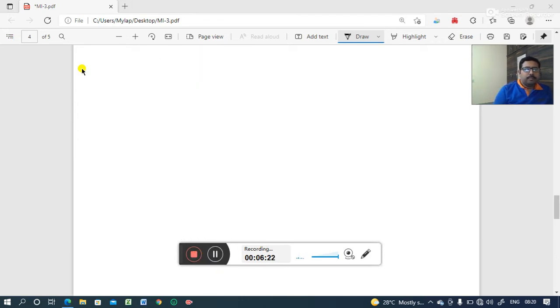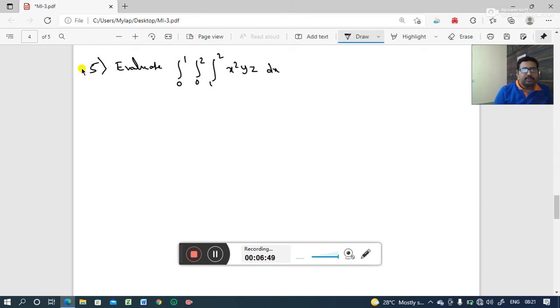And the next problem, so I will consider a triple integral problem. Evaluate. The first integral limits are from 0 to 1, the second integral limits are from 0 to 2, and the third integral limits are from 1 to 2, and the given function is x square yz into dx dy dz.